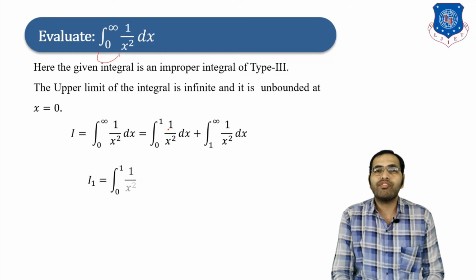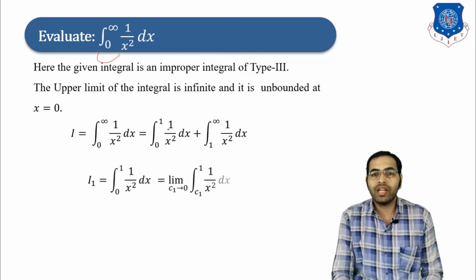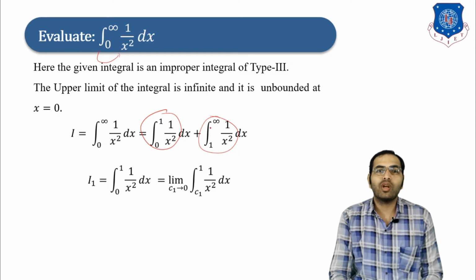Now we have to find both integrals, and if both have a finite answer, then it is convergent. If one of them is infinite, then it is divergent. Here, if one of them is divergent, then the combination, that means integral 0 to infinity of 1 upon x square dx, is automatically divergent. No need to find I2.